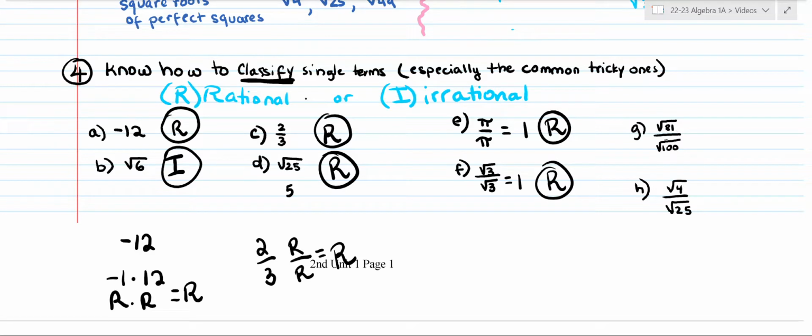Square root of 81 over square root of 100, yeah, they don't cancel, but they're perfect squares, so this is 9 over 10, which is rational. Same thing in H. Just because you see a radical, don't automatically assume irrational, okay? This is 2 over 5, which is rational. They're perfect squares.